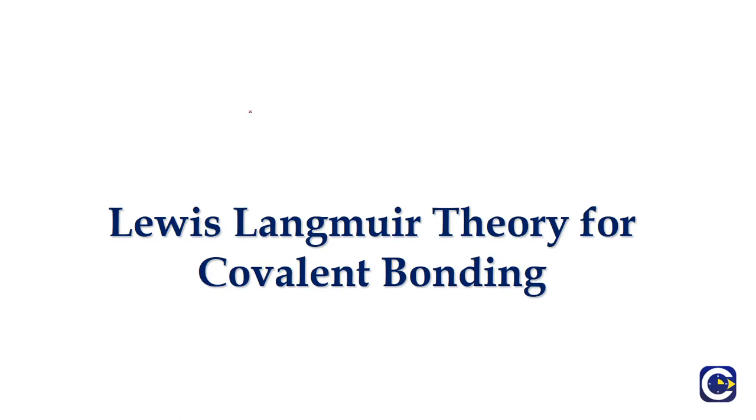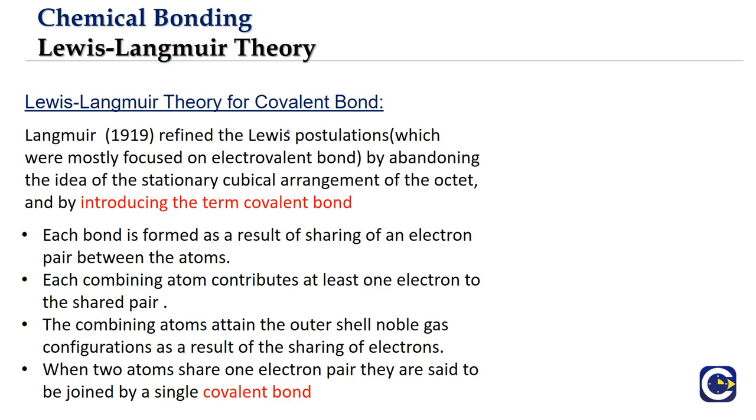Hello everyone. In this video we are going to look at the Langmuir modified version of the Lewis theory, which is able to explain the concept of covalent bonding. Now, based on the postulates of the Lewis theory, Langmuir proposed the assumptions that could explain the covalent bonding. But Langmuir made some slight modifications to the postulates of Lewis.